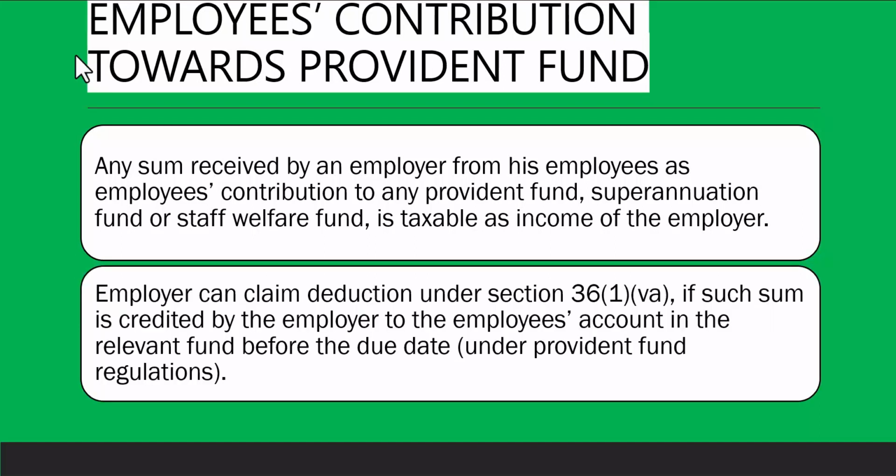Read this. Employer can claim deduction under Section 36(1) if such sum is credited by the employer to the employee's account in the relevant fund before the due date under Provident Fund regulations. So that means if the company takes money from the employee, it needs to be deposited with the provident fund account of the employee. Then only the company can claim this as an expense. Otherwise, it will become an income of the employer.